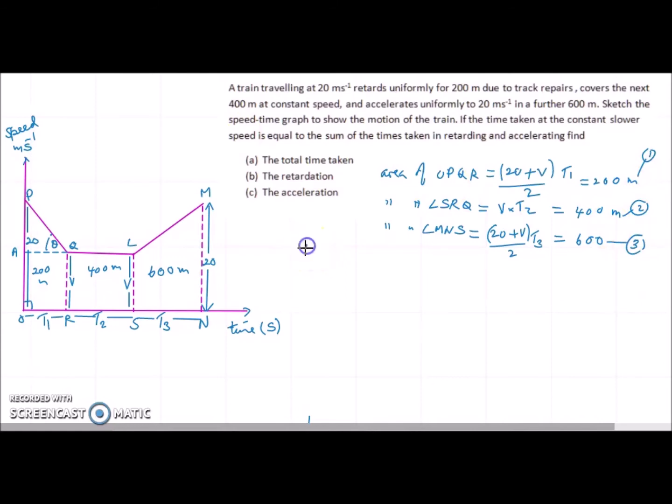From equation 1, what is T1? T1 equals 2 into 200 divided by 20 plus V. By this equation, T2 equals 400 divided by V. By this one, T3 equals 2 into 600, that is 1200 divided by 20 plus v.